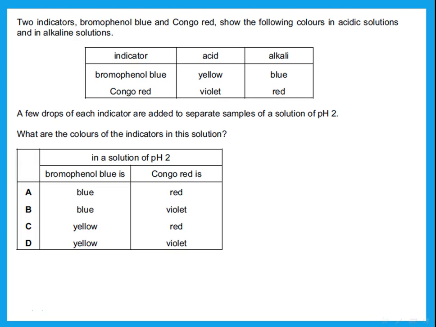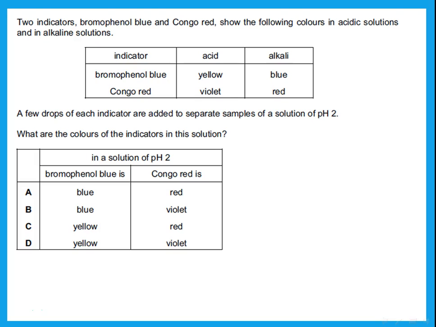Okay, he's saying 2 indicators, bromophenol blue and Congo red, show the following colors in acidic solutions. Of course, when we talked about indicators, we never mentioned these 2 indicators, but then he's giving me the information that I need. He's telling me that bromophenol blue, in acid it's yellow, in alkali it is blue. Congo red, in acid it's violet, in alkali it is red.